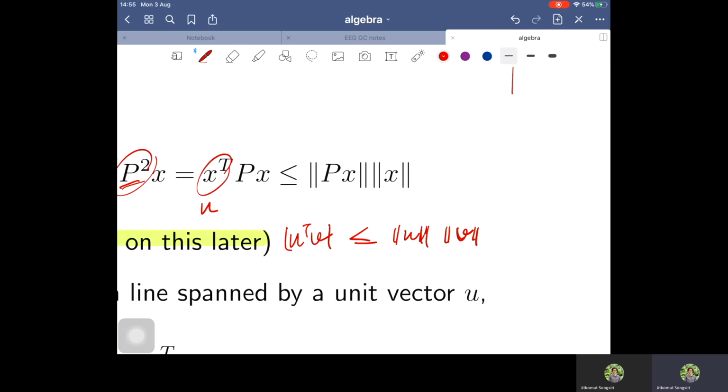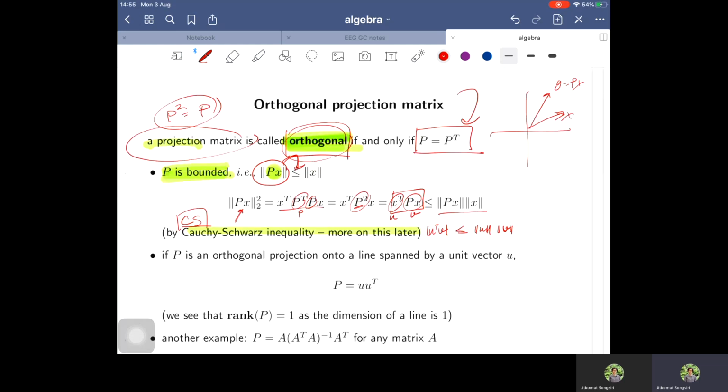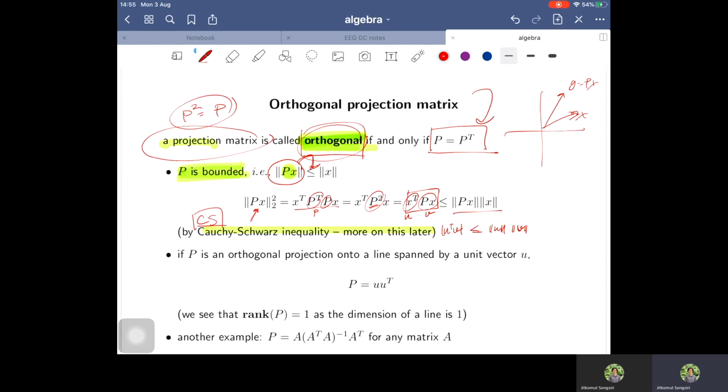You can take this as u, and consider Px as v. Of course, this inner product between the two is always bounded by the norm of Px and the norm of x. On the left-hand side is the squared norm of Px. So if you just cancel one term, you get this result, the green one, that the norm of Px is always bounded by the norm of x.